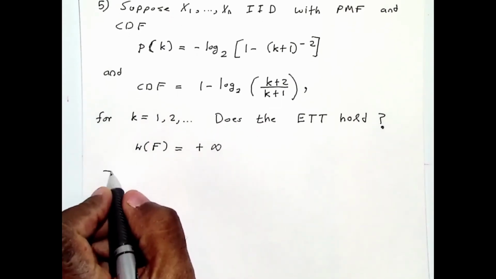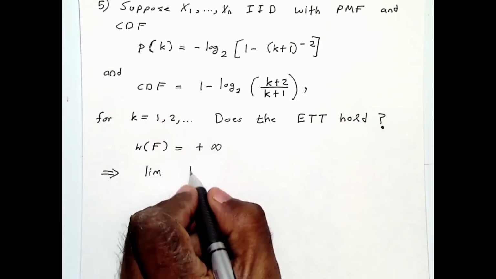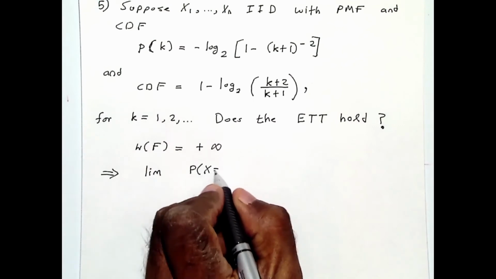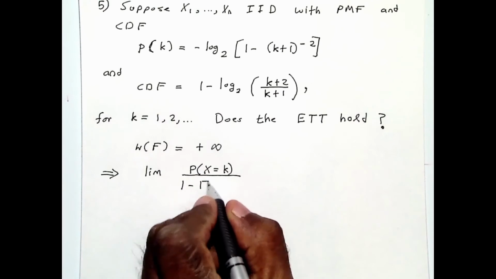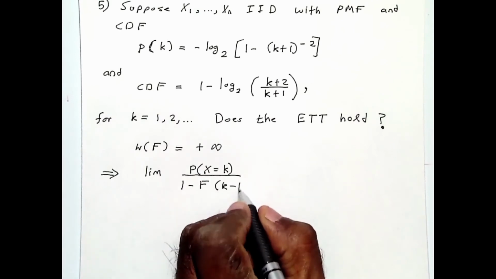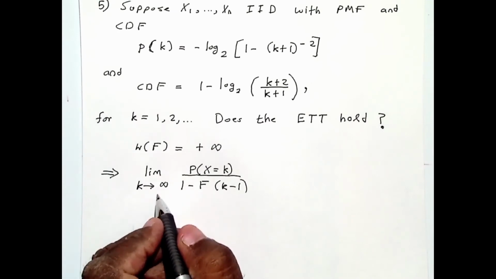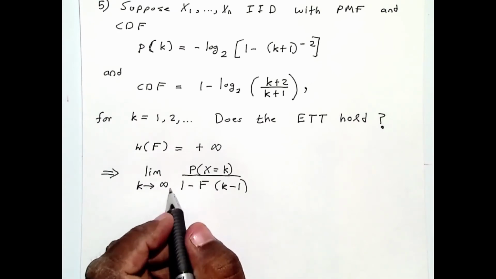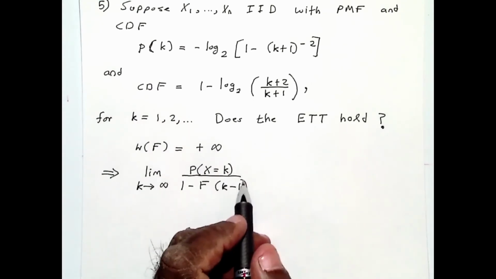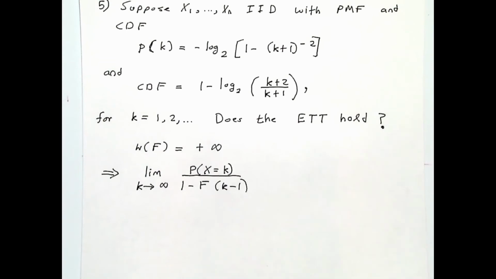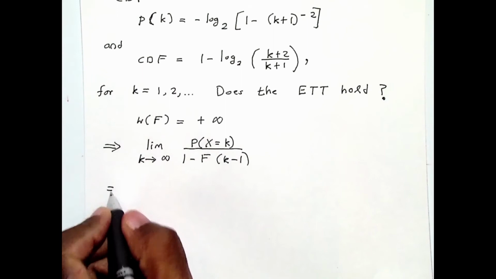The next thing to work out is the limit of this as k goes to the upper end point, which is infinity. If this limit is 0, then the extremal types theorem will hold. If it is not equal to 0, it will fail to hold. So that's what we need to work out, the limit of this. That's what I'm going to do.